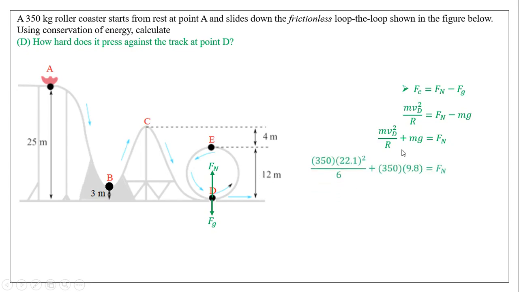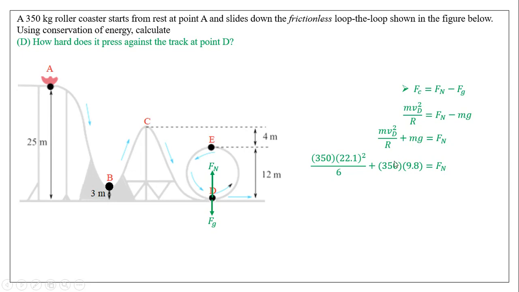All right, and then I know the speed at D, which was calculated in the previous part, which is 22.1. So here in my work, mass is 350. The 22.1 I took from part C, because part C asks us to find the speed at point D. I want to square that and divide it by r being 6, because once again, the figure gives you the diameter of this loop-the-loop. So half of that would just be 6 meters, okay?